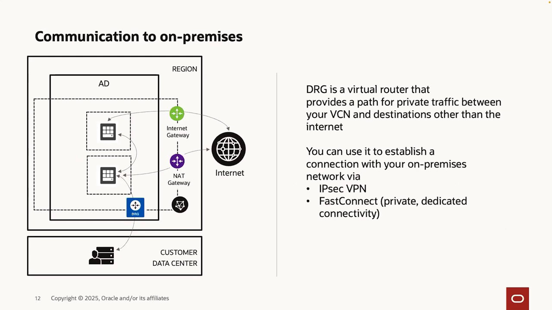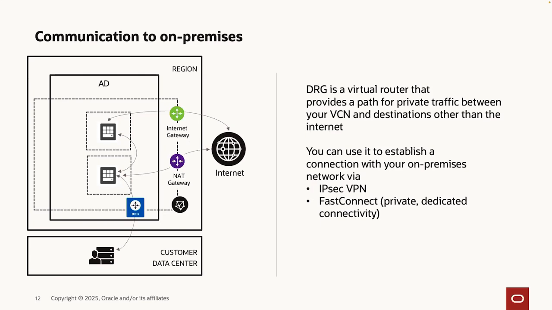So you can use it to establish a connection with your on-premises network via IPSec VPN. This essentially goes through the internet as private traffic by using encryption, or you have the option of using FastConnect. FastConnect is the product name for the digital circuit communication that provides private dedicated connectivity from your on-premises network to OCI. It's kind of like your own HOV lane, and the FastConnect option will be covered later in the second portion of this presentation. But those would be your two connectivity options.